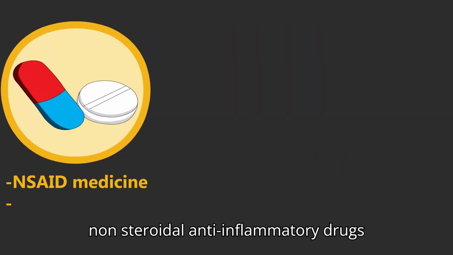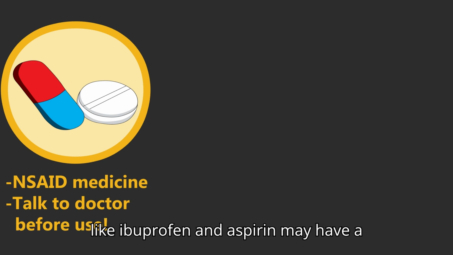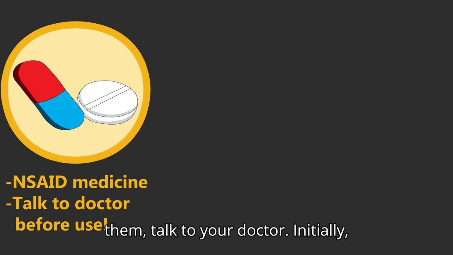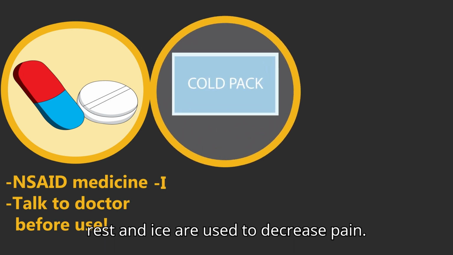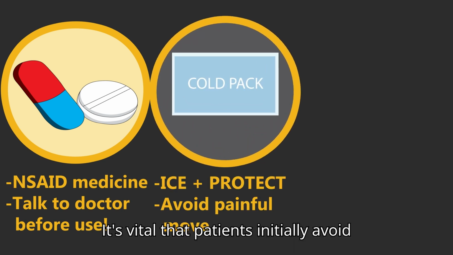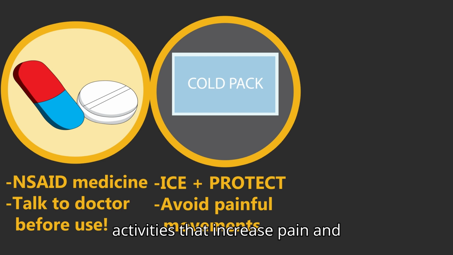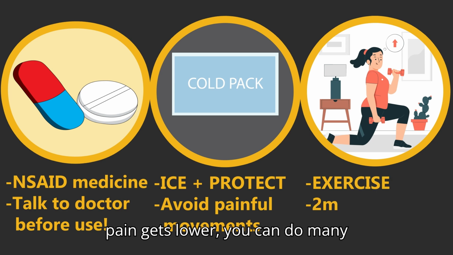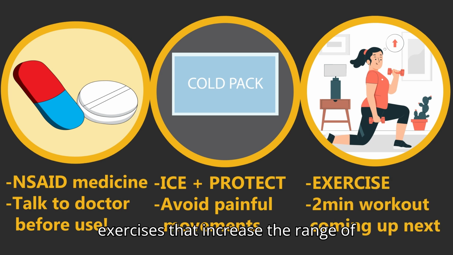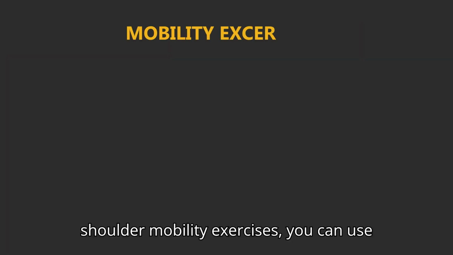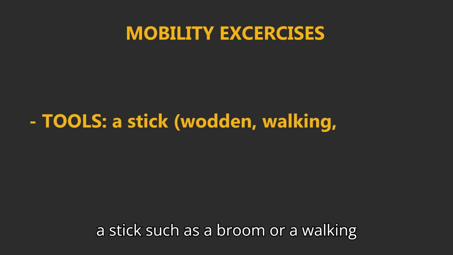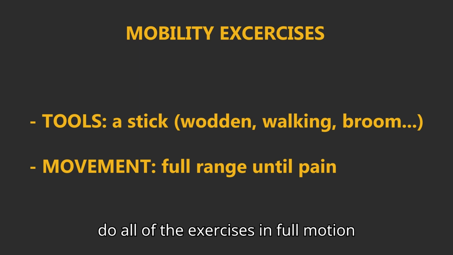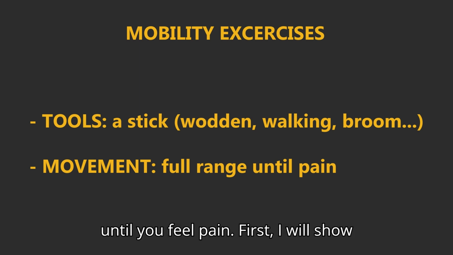The use of non-steroidal anti-inflammatory drugs like ibuprofen and aspirin may have a pain-reducing effect, but before you take them, talk to your doctor. Initially, rest and ice are used to decrease pain. It's vital that patients initially avoid activities that increase pain and unpleasant symptoms. Later on, when the pain gets lower, you can do many exercises that increase the range of motion and bring mobility back to your shoulders. For shoulder mobility exercises, you can use a stick such as a broom or a walking stick to assist your injured arm. Try to do all of the exercises in full motion until you feel pain.